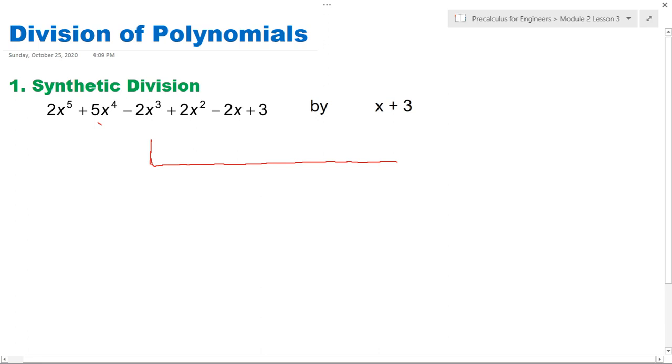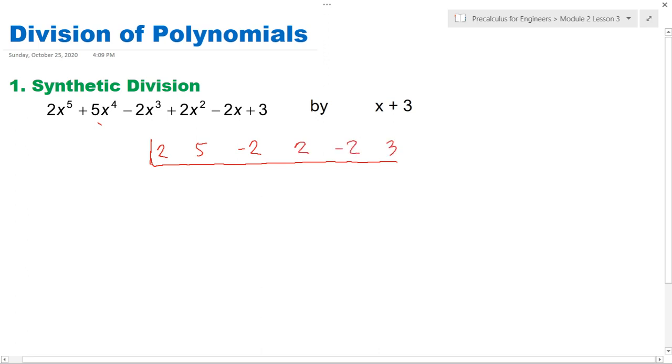So let's have our final example. Again, class, in synthetic division, you just write the coefficient of each term, and the polynomial should be in decreasing order of the degree of the exponent. So x to the 5, 4, inspect first, 3, 2, 1, 0. So it's a perfect example of a polynomial. So just copy the coefficients. We have 2, 5, negative 2, 2, negative 2, and 3.